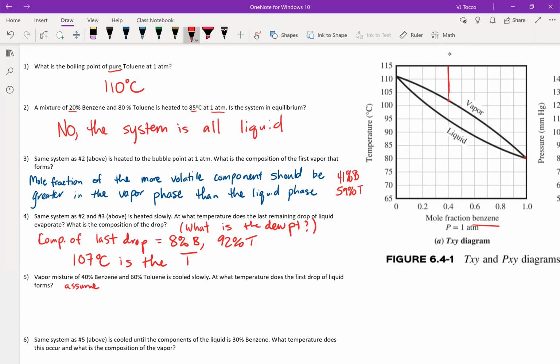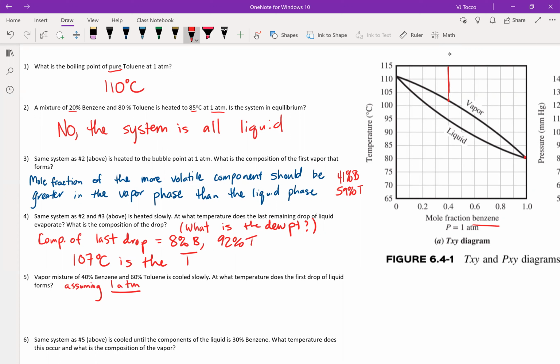This is bad question writing practice. If you're asking this question, remember you have to specify what the pressure is. So let's say assuming 1 atmosphere. Because the actual answer to this question is it's impossible to determine without a pressure. But the fact that I have given you the TXY diagram at this pressure kind of implies that that was what was meant.